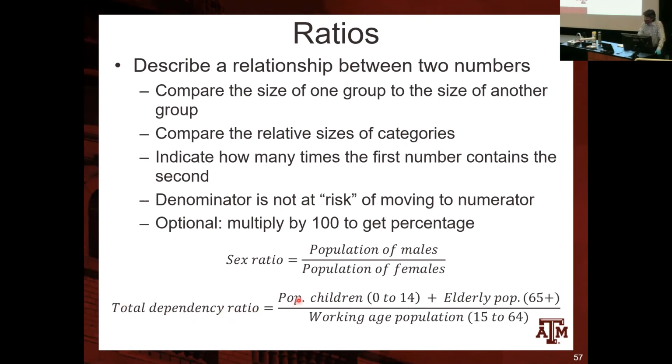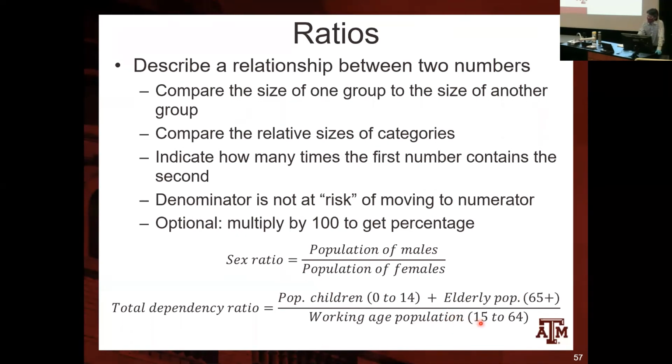In a specific country, in a specific year, I can get all people who are between 0 and 14 years of age and put them here, and get all the older people and put them here also in the numerator. And in the denominator, I put the people in working ages. Those are the people between 15 and 64 years of age.